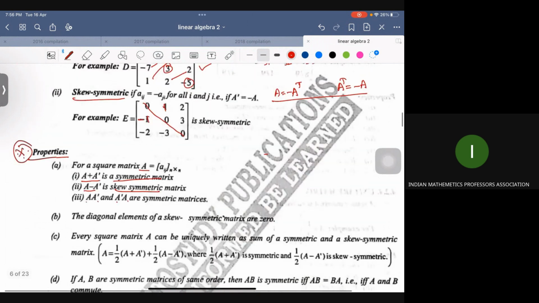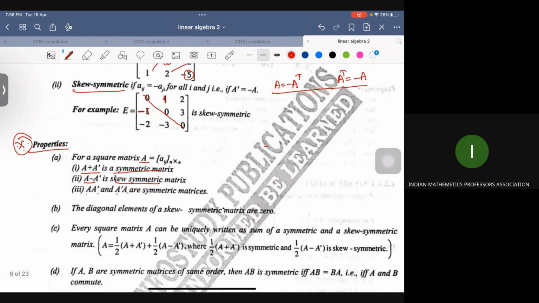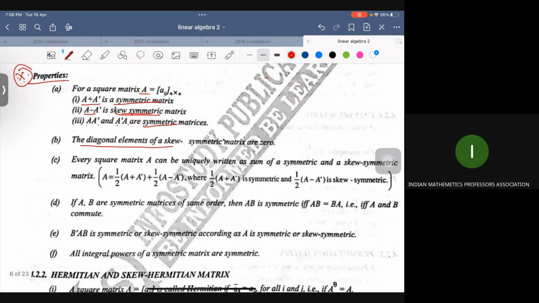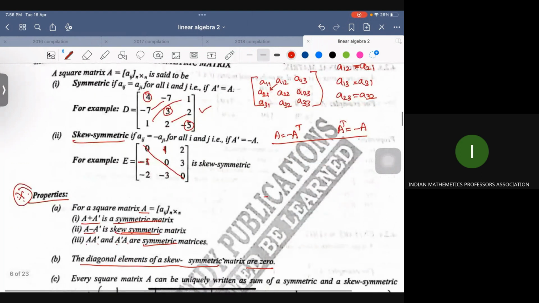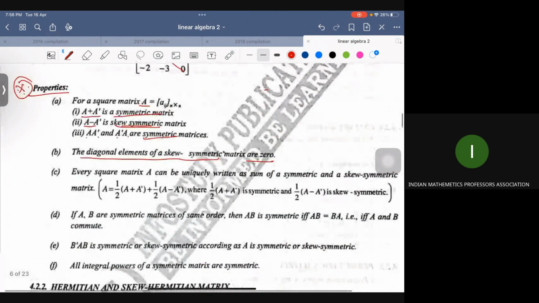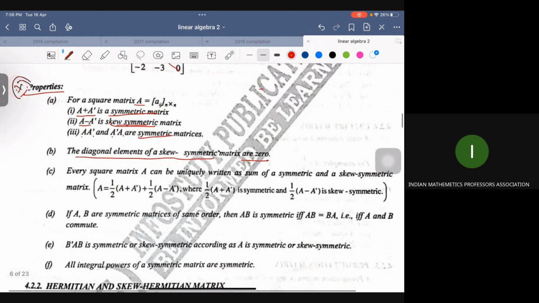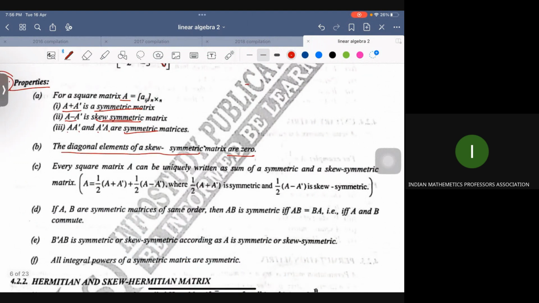In the same way, we can prove that A minus A transpose is a skew symmetric matrix, and A into A transpose and A transpose into A are symmetric matrices. And the diagonal elements of a skew symmetric matrix are always 0. Every square matrix A can be written as a sum of a symmetric and a skew symmetric matrix. This is one of the important properties.